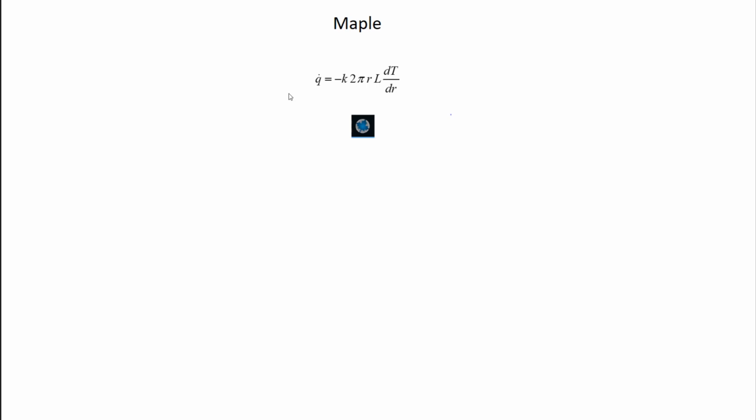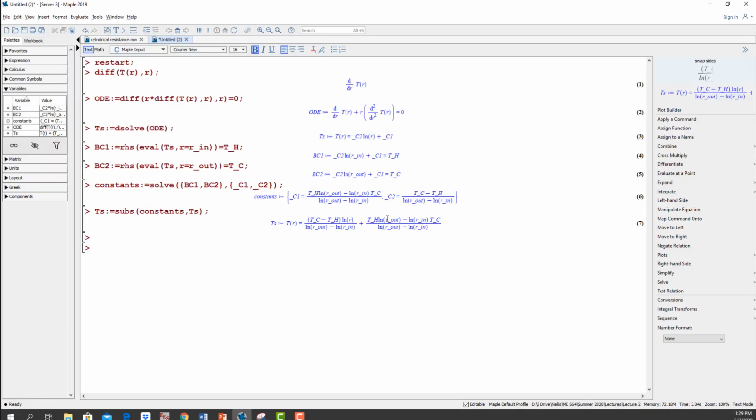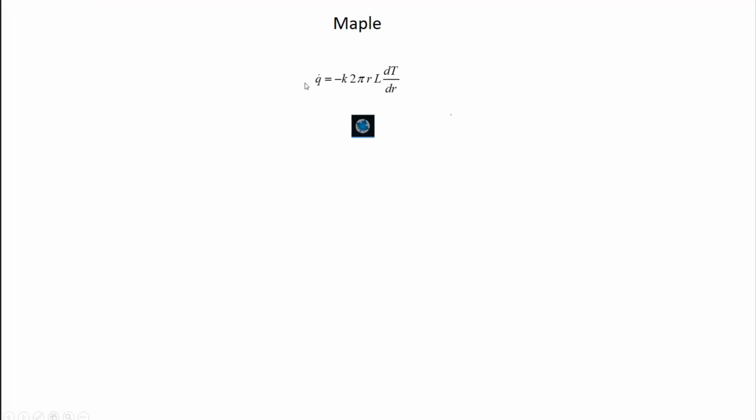It basically says Q dot is equal to minus K times the area, which is 2 pi r L, times dT dr. We use Fourier's law to derive the differential equation, which we've now solved. So I know what T is now, right? I have T. This is my temperature distribution. Now I can use Fourier's law here to figure out what the heat transfer rate is, right? As an engineer, almost always that's what I'm interested in, the rate of heat loss or something like that. So let's use Maple to carry out this calculation here, right?